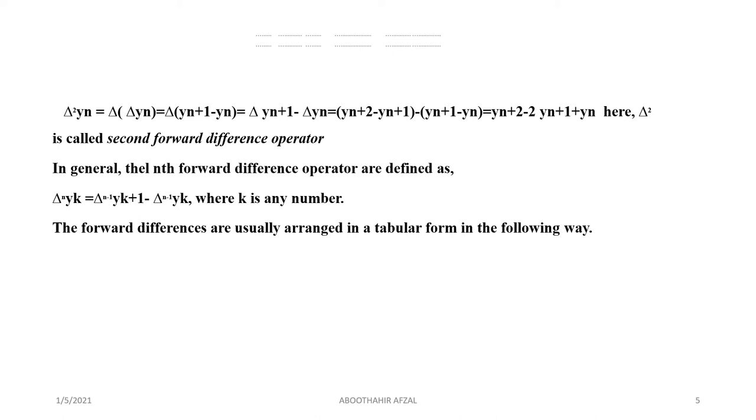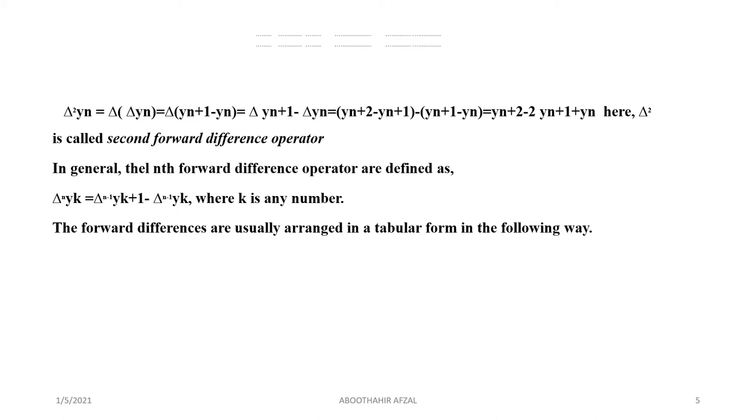In general, you can think about the third forward difference operator. That will be delta cube yn, which is delta square yn plus 1 minus delta square yn. That can again be written in terms of delta yn, and that again can be written in terms of yn. So in short, you can think about the nth forward difference operator: delta cube yn, delta raised to 4 yn, delta raised to n yn. Delta n yk will be delta n minus 1 yk plus 1 minus delta n minus 1 yk.